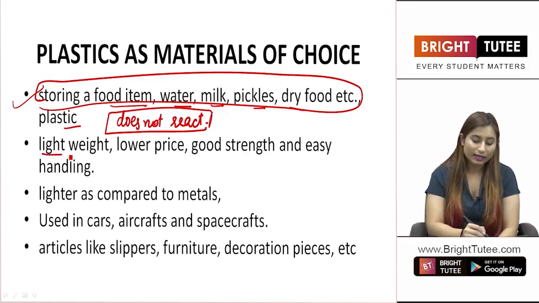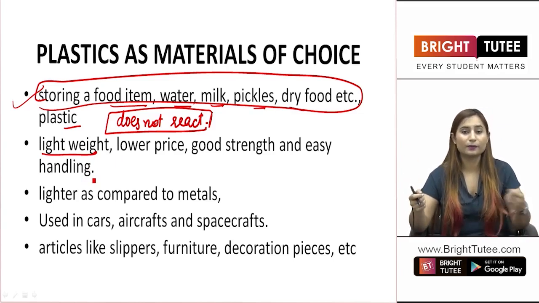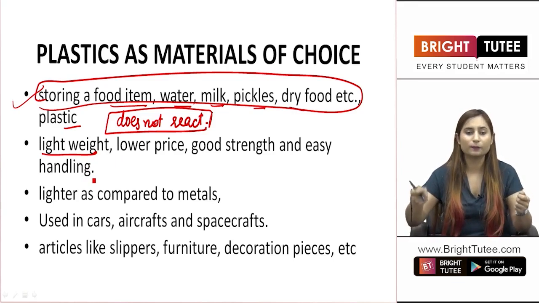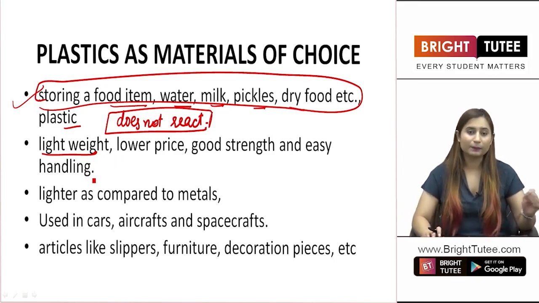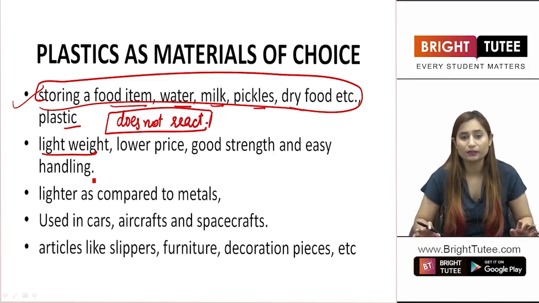Another use, that they are lightweight. Plastics are very lightweight. You pick up a chair of, say, iron, and you pick up a chair of plastic. You will notice that you cannot pick up a chair of iron very easily, but the plastic chair can be held with one hand itself, right? You do not even need the second hand to pick the plastic chair.